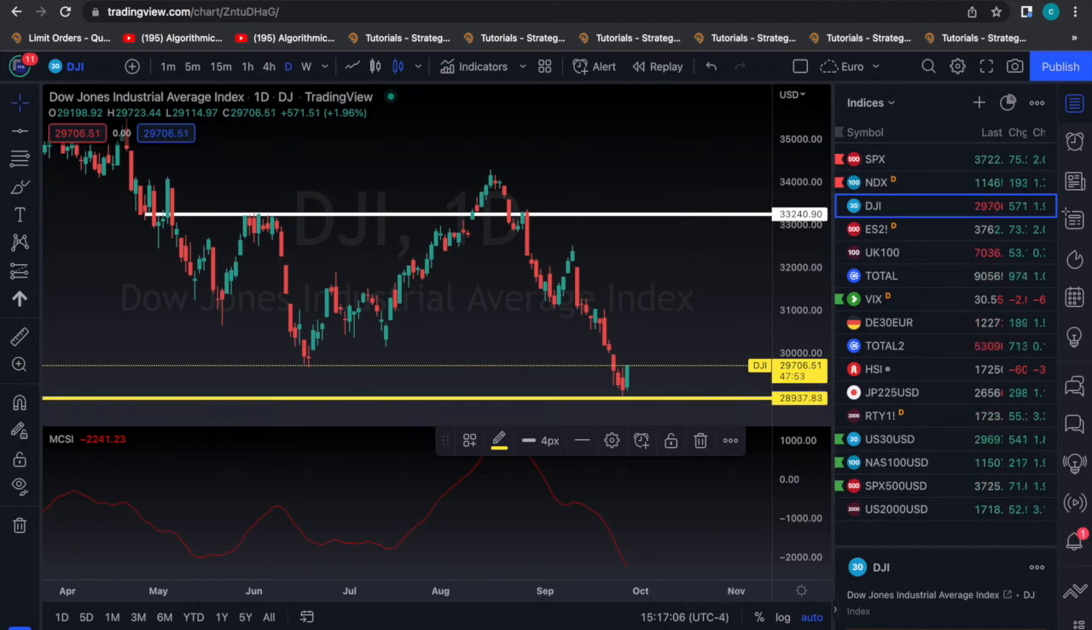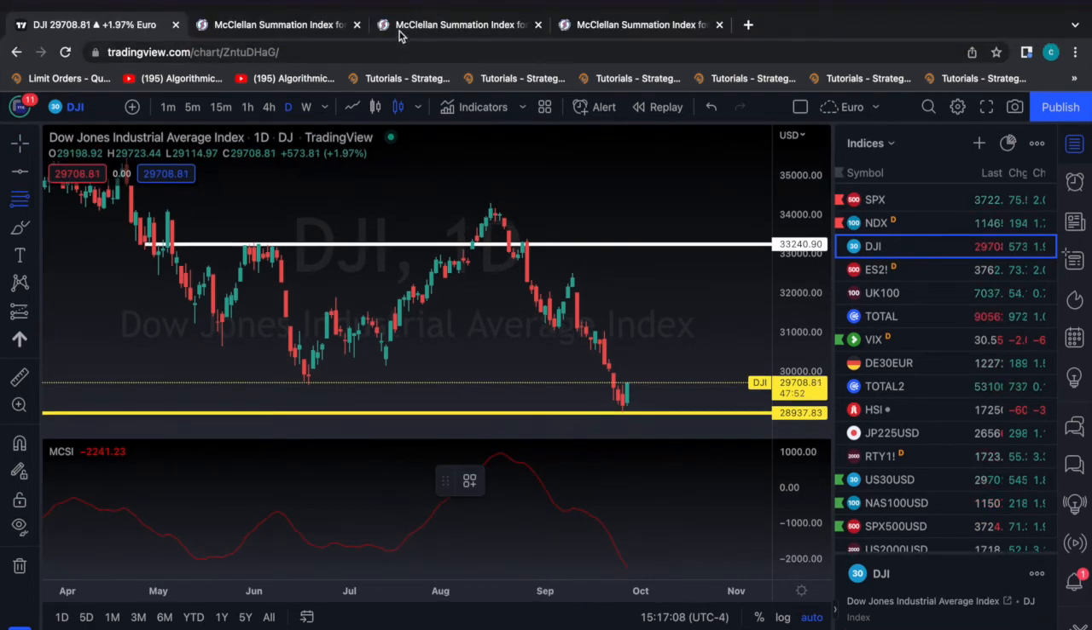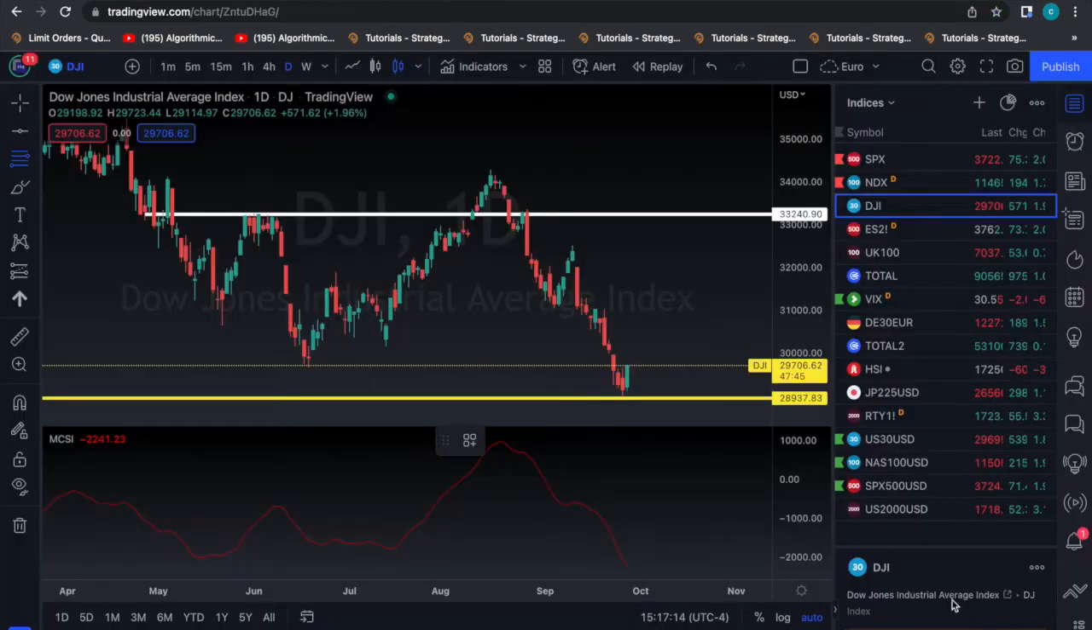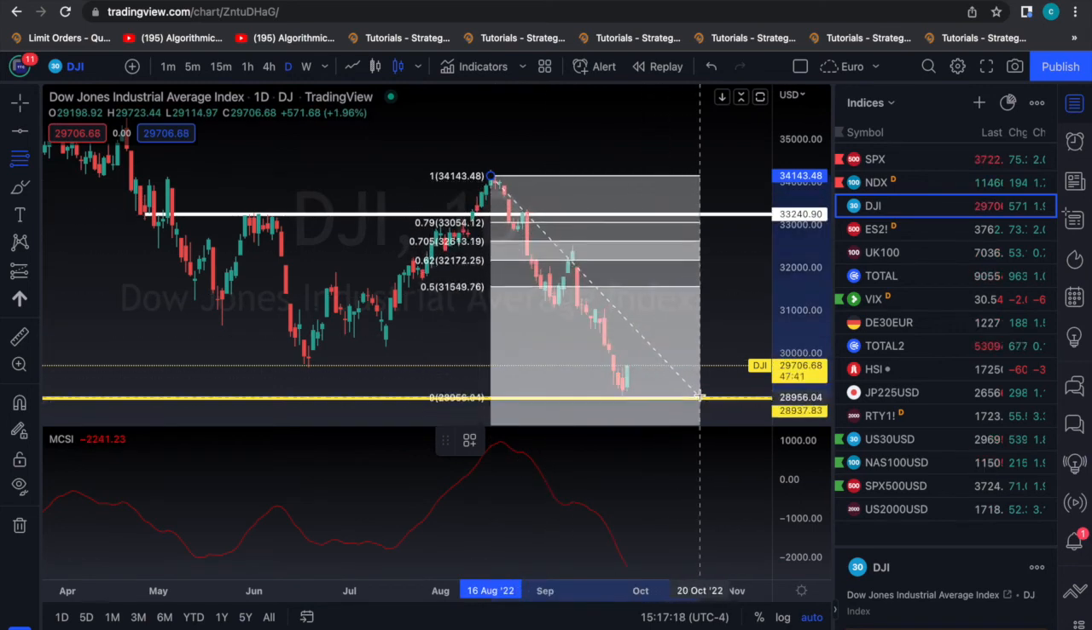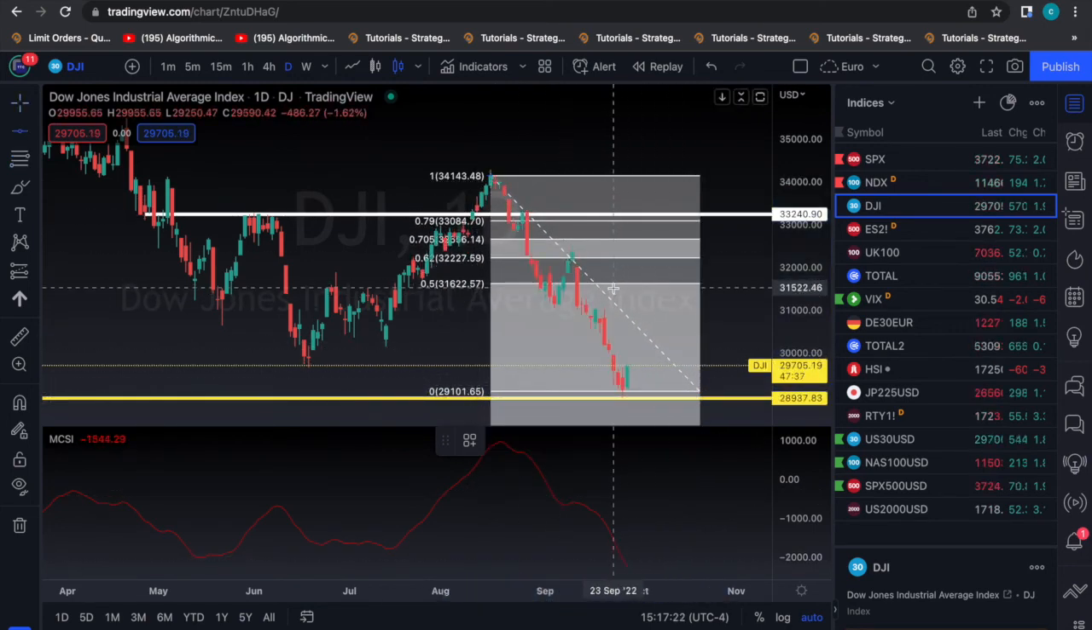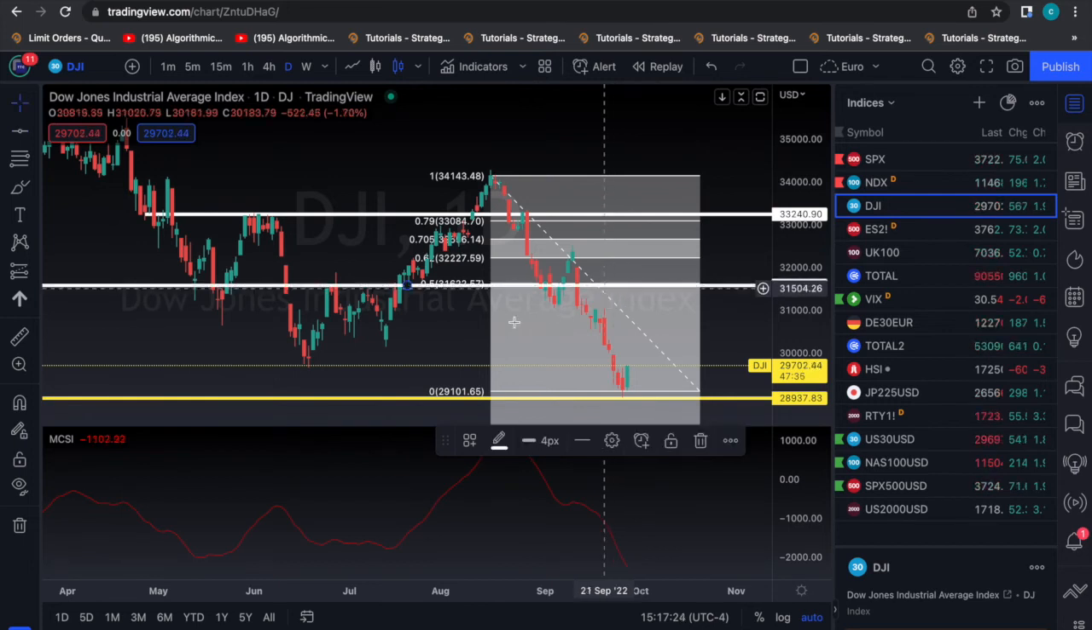And now again, we're looking at the summation index for Dow Jones. Again, we see negative, right? More new lows than new highs, right? Which makes sense in what we've been seeing in the market recently, right? And again, we're just looking for this pullback up into this 50 level. So not interested until we get that pullback up into this 50 level that we've talked about before.